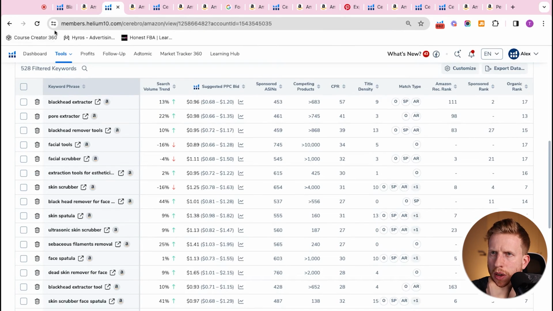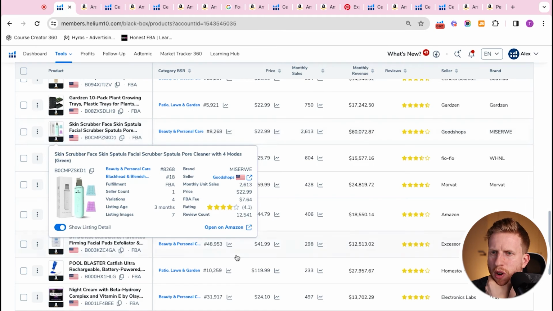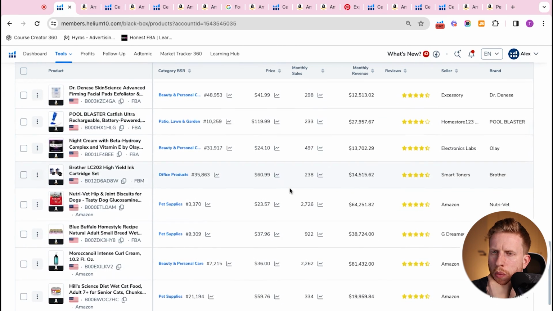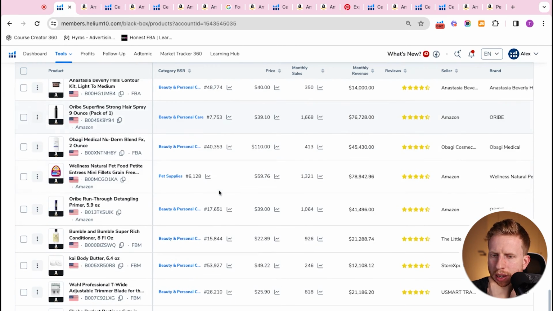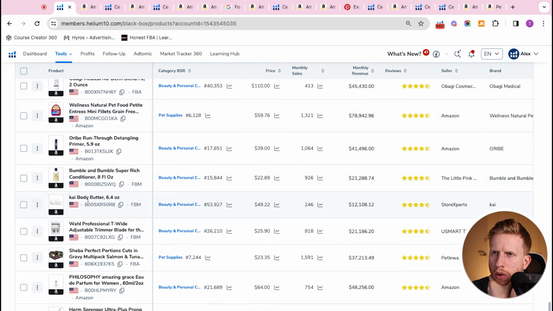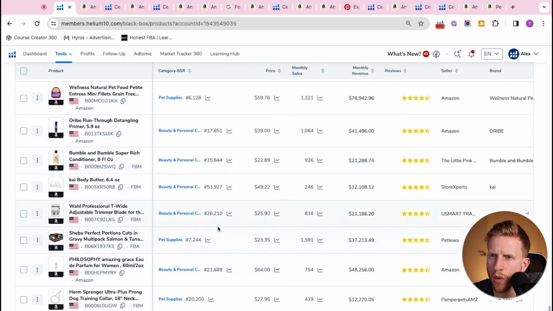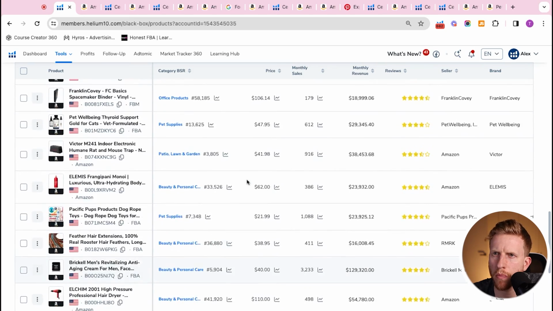So anyway, I'm going to go back to Helium10. I went down a bit of a rabbit hole there, which I always enjoy doing. So let's have a look at a couple more products, and then I'm going to wrap it up because I like to keep these to around 30, 45 minutes. So Kai body butter, super rich conditioning, wellness, pet food, Shiba. Oh, that's pet food. I don't really want to be looking at dog food. That's going to be a big niche.